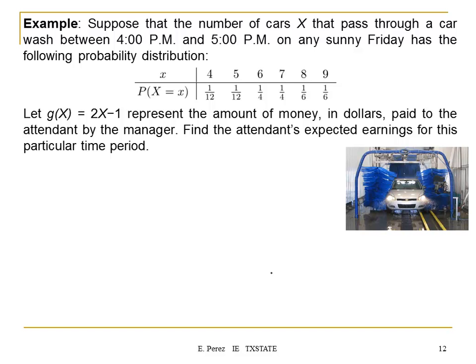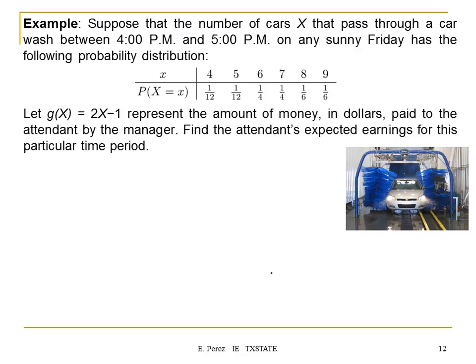Here in particular, we're looking at the car wash. Suppose that the number of cars, that's our random variable x, that passed through a car wash between 4 and 5 in this hour on any sunny Friday has the following probability. Those probabilities are given in this table. What type of distribution do we have here? This is a discrete distribution. So for x equals 4, we have this probability, and for x equals 9, we have this probability.